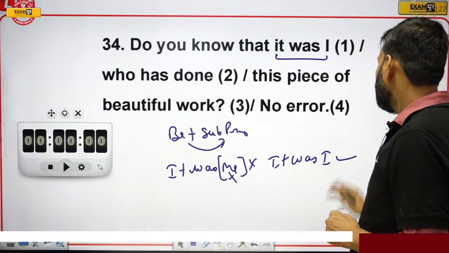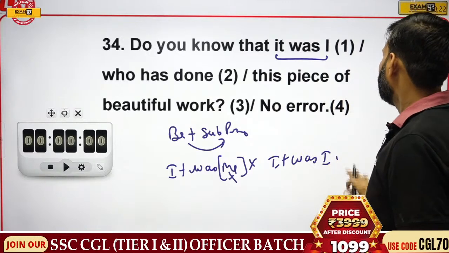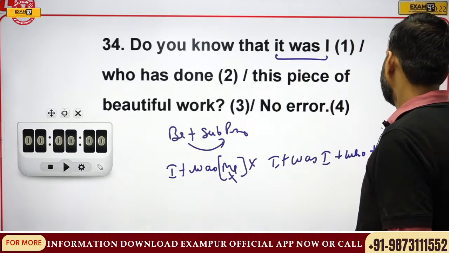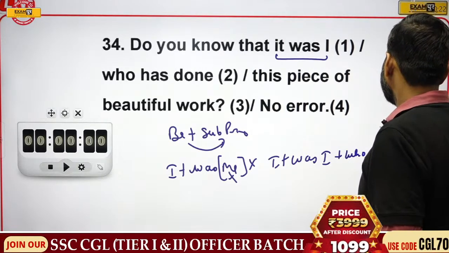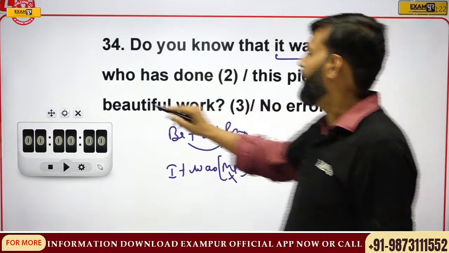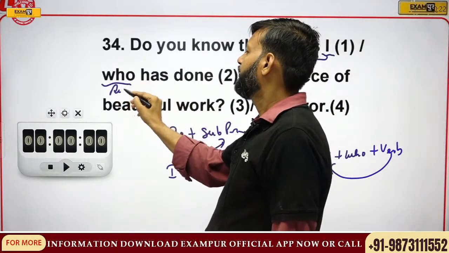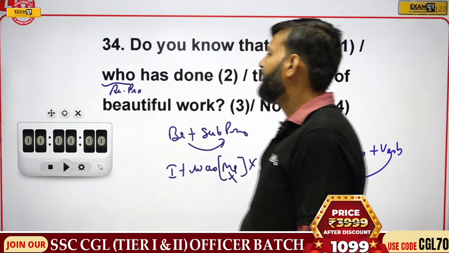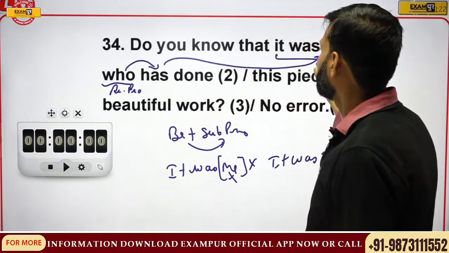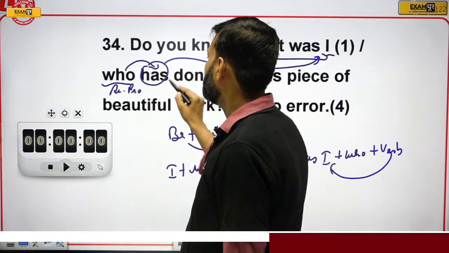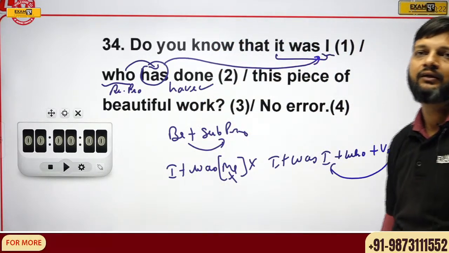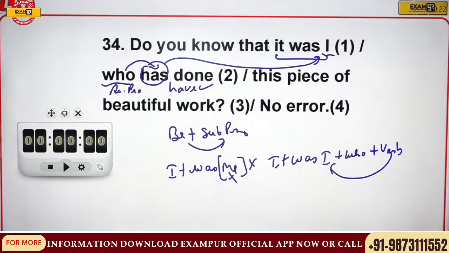But there is one more rule: if a subject is followed by a relative pronoun, the verb after it should agree with this subject. So here we have I followed by who, which is a relative pronoun. And with I we do not use has, we use have. So here in place of has we need have. It is I who have done.